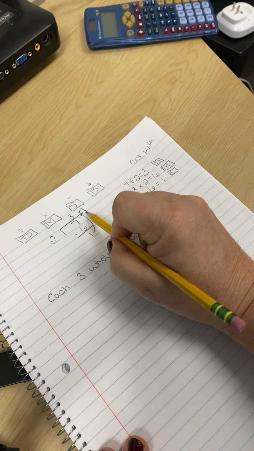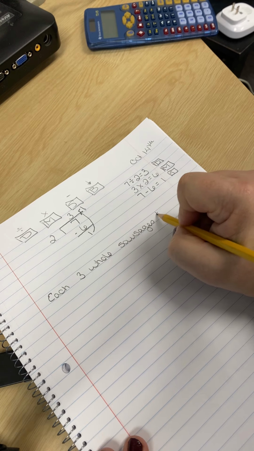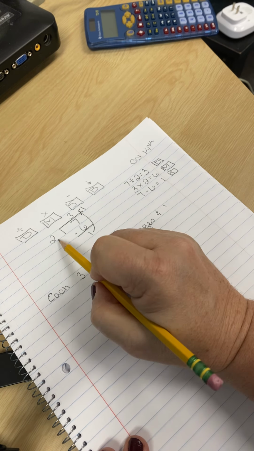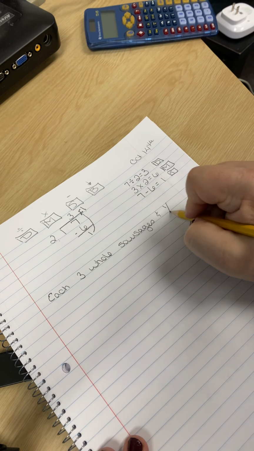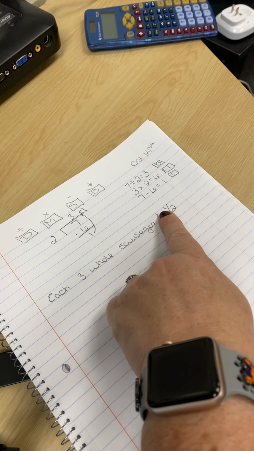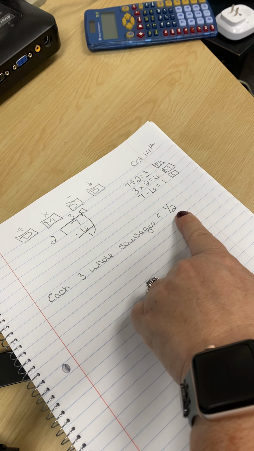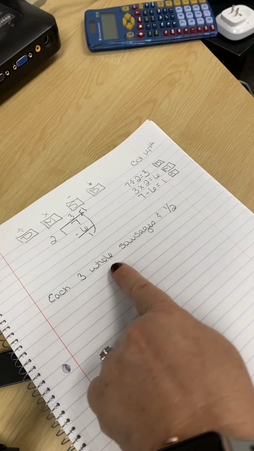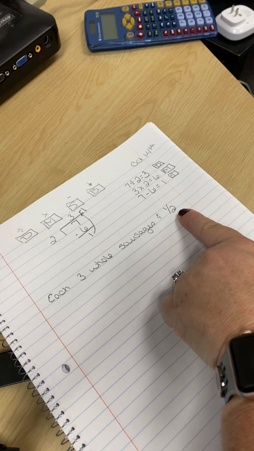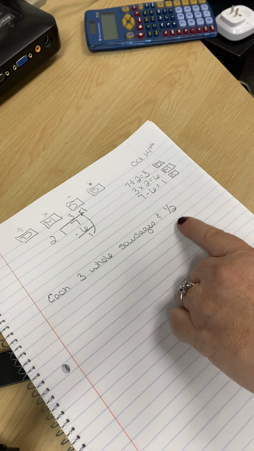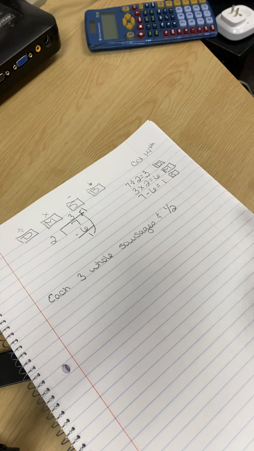And now I'm going to take this 1 and put it over my divisor. See, my remainder was 1 over my divisor. So they each get 3 whole sausages and a half. My leftover remainder is 1/2 of a sausage. That should make a little more sense, because you each get 3 whole ones plus a half of another one.